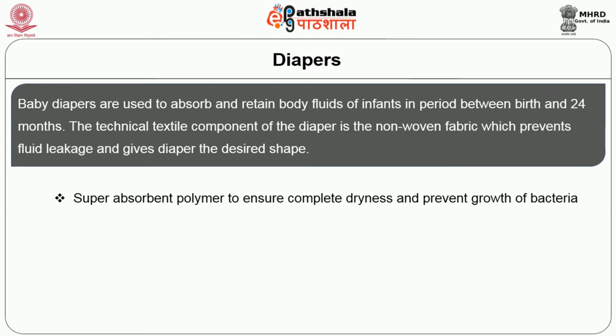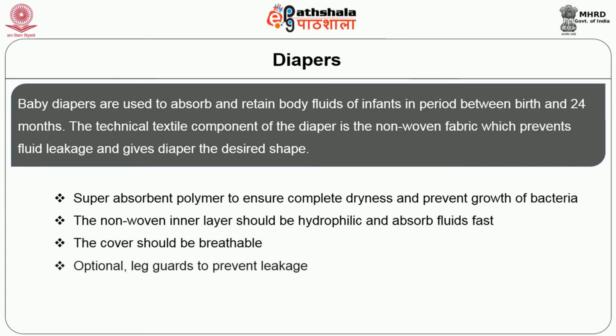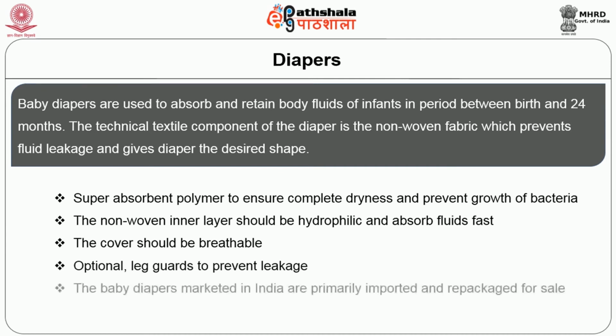The typical product characteristics are super absorbent polymers to ensure complete dryness and to prevent growth of bacteria. The non-woven inner layer should be hydrophilic and absorb liquid fast. The cover should be breathable, with an optical leg guard to prevent leakage. The baby diaper market in India is primarily imported and repacked for sale.